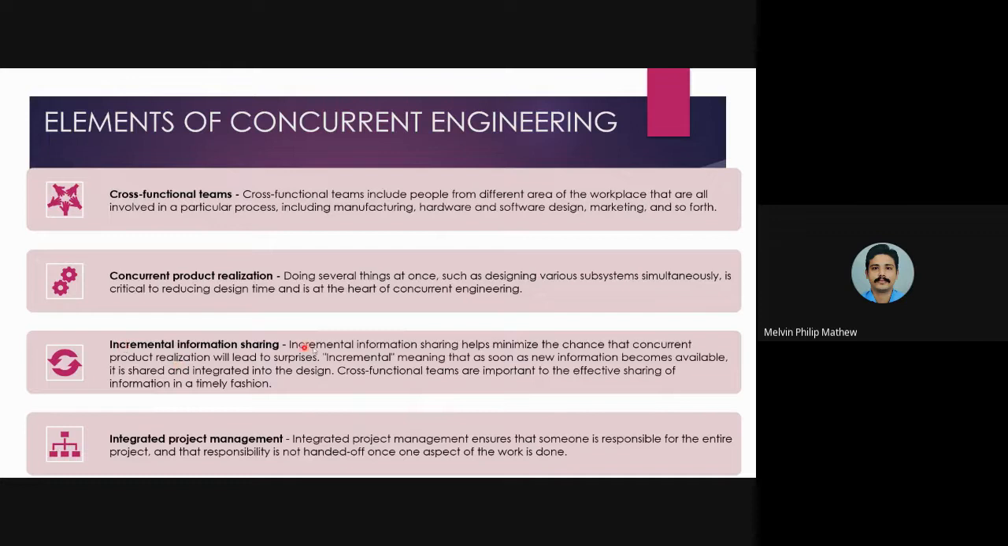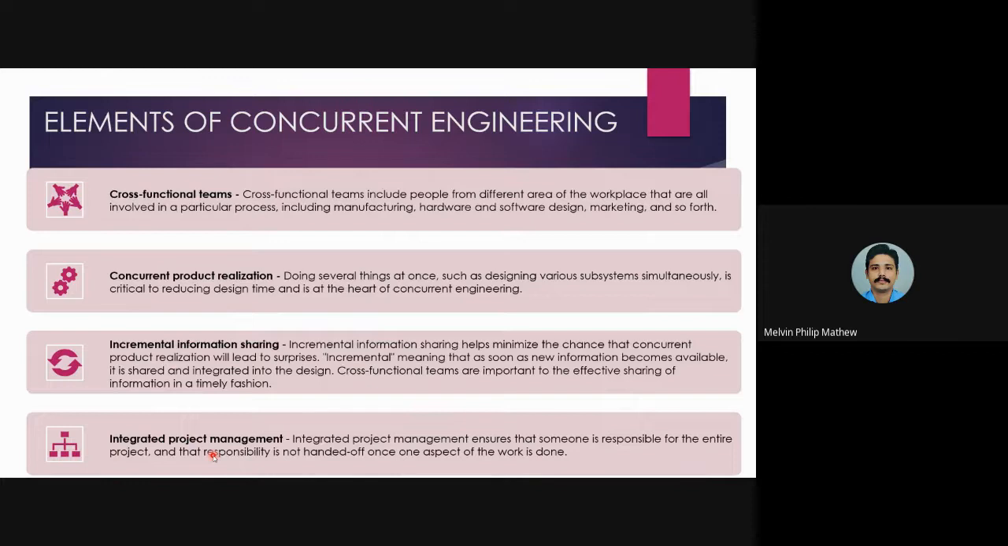Then next is incremental information sharing. In an industry, various fields or departments are present, and for concurrent engineering, these departments are pooled together in a single department for an accelerated production cycle. For that purpose, information sharing is one of the basic elements of concurrent engineering. Information has to be passed on very fast.